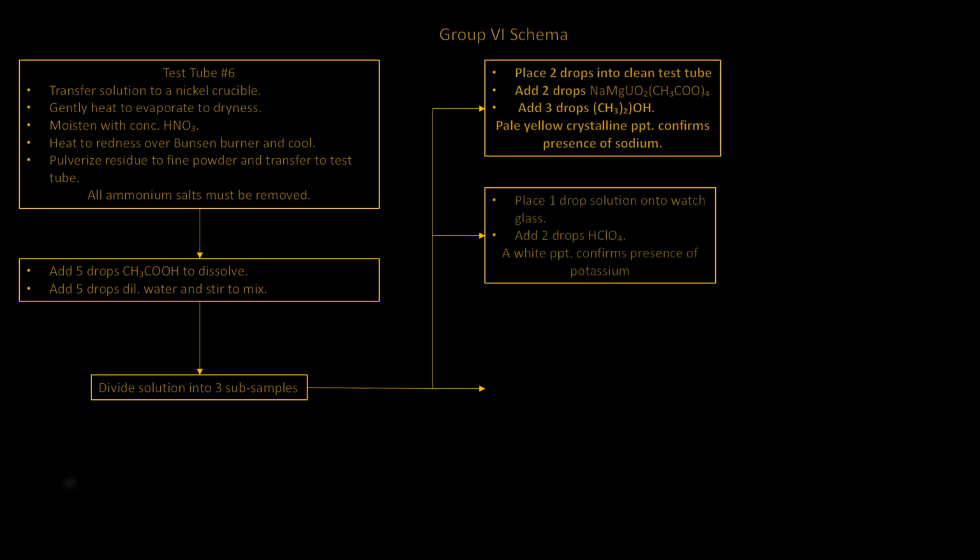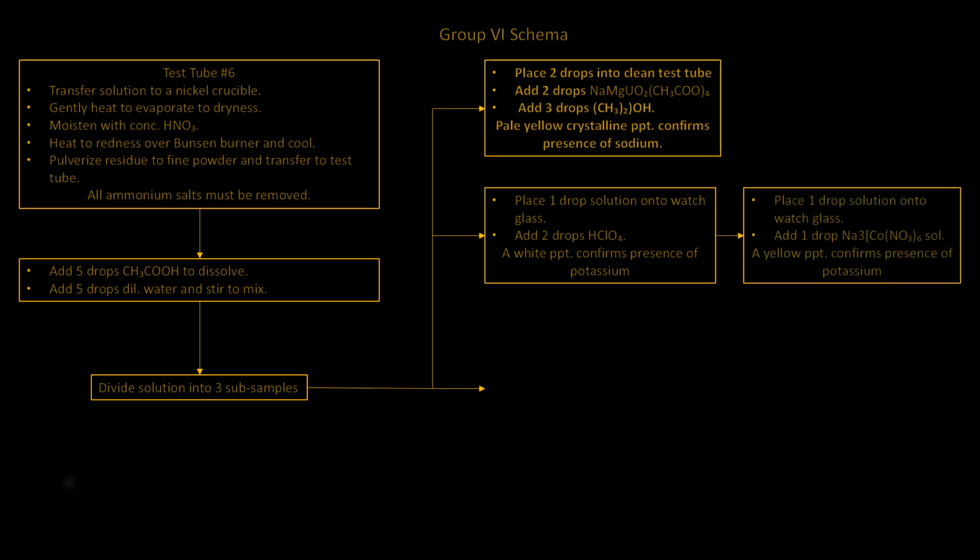From the second portion, 1 drop of the solution is placed on a watch glass. A glass plate will also suffice. 2 drops of perchloric acid are then added. If a white precipitate forms, it may confirm the presence of potassium. Another drop of the same solution is placed on another watch glass, and 1 drop of sodium cobalt nitrate is added. A yellow precipitate will confirm the presence of potassium.